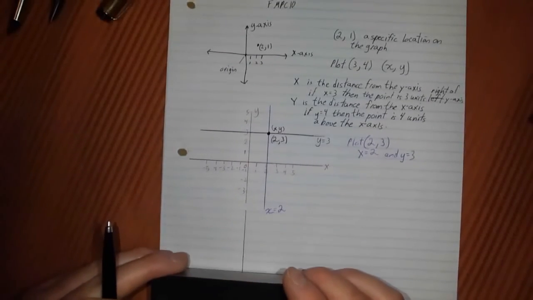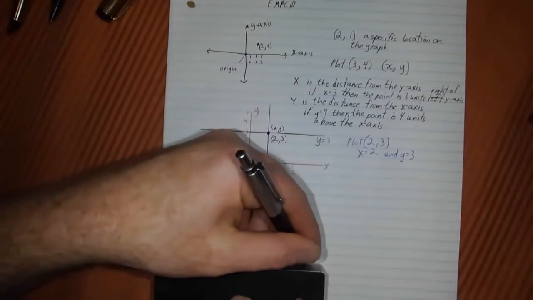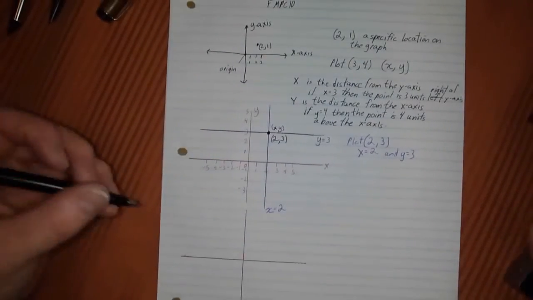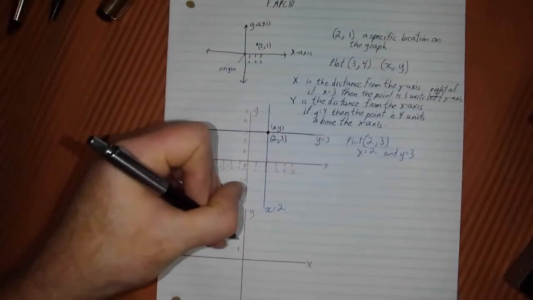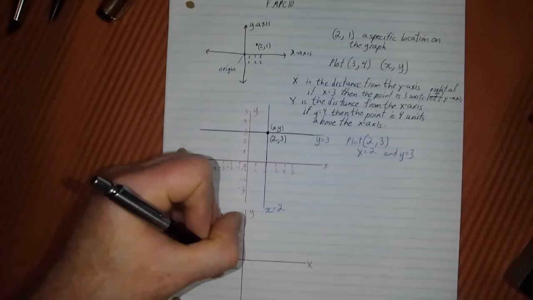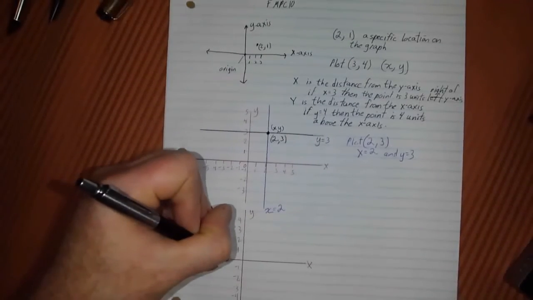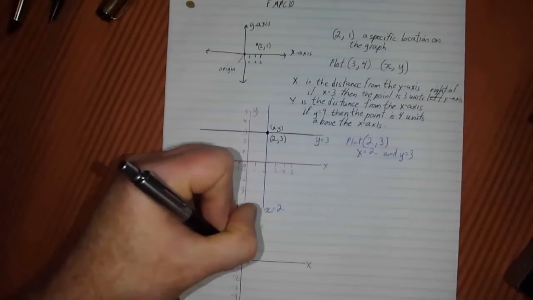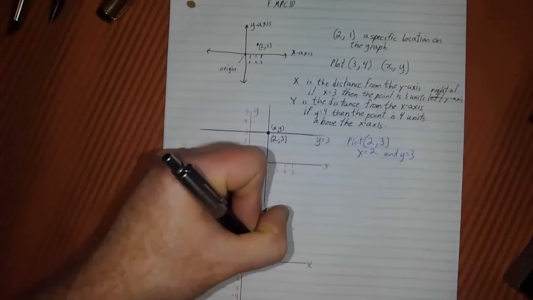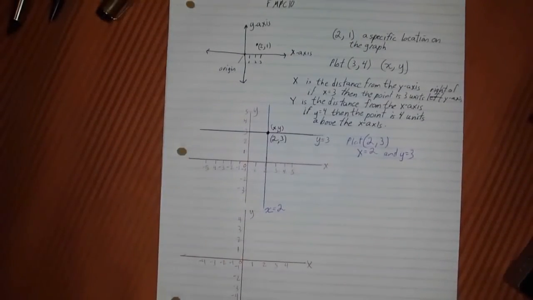Take your time recreating these. X, y, 1, 2, 3, 4, minus 1, minus 2, minus 3, minus 4, minus 1, minus 2, minus 3, minus 4, 1, 2, 3, 4. And that's 0. The origin (0, 0).